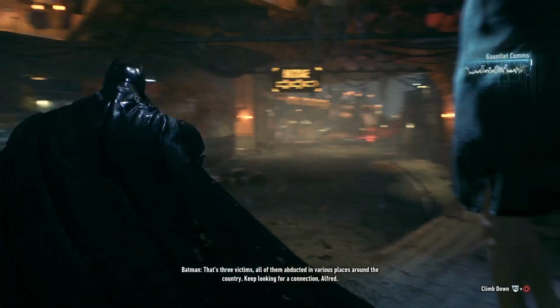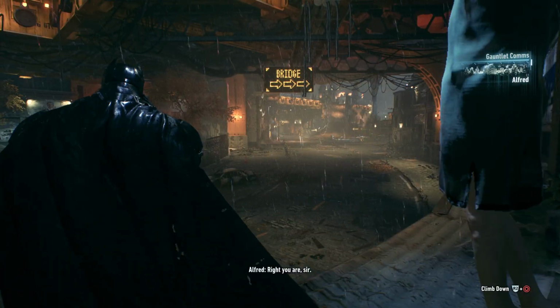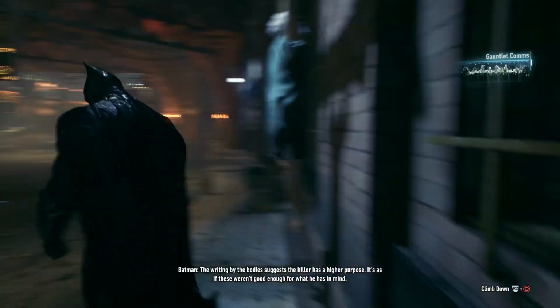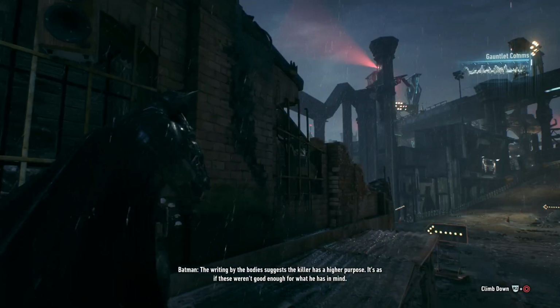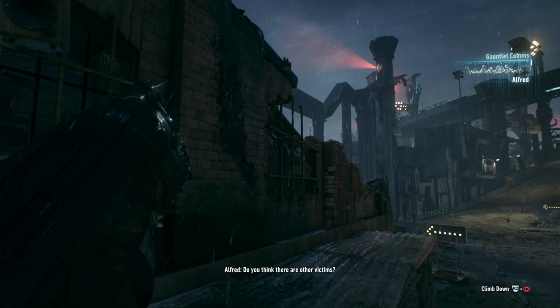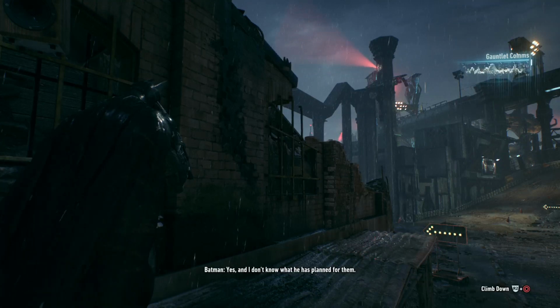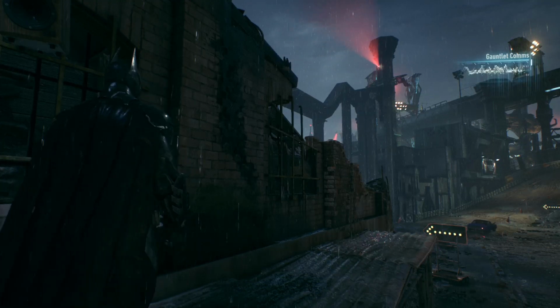Keep looking for a connection, Alfred. Right you are, sir. The writing by the bodies suggests the killer has a higher purpose. It's as if these weren't good enough for what he has in mind. Do you think there are other victims? Yes, and I don't know what he has planned for them.